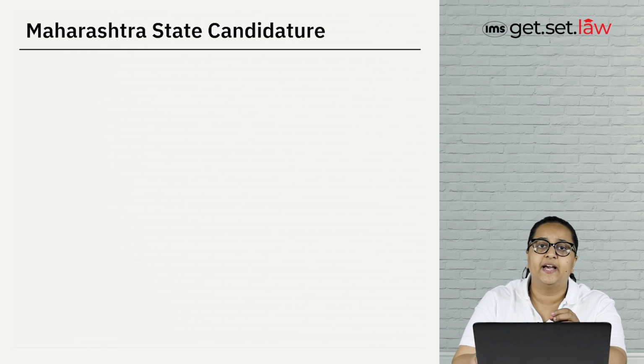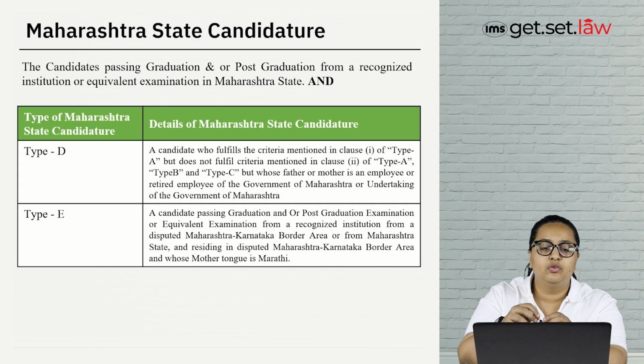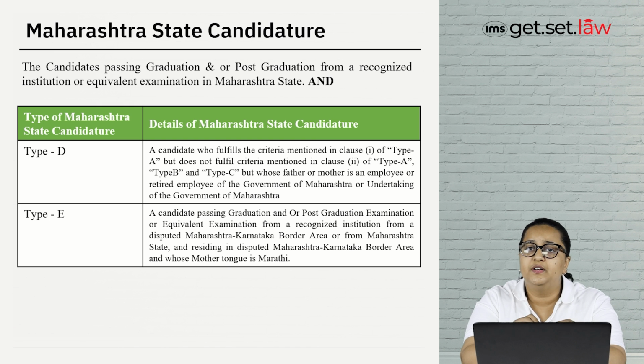The next is Type D. Now in Type D, what do we see? A candidate who fulfills the criteria of Type A, B and C, but whose father or mother is an employee of, or a retired employee of, the Government of Maharashtra or an undertaking of the Government of Maharashtra.